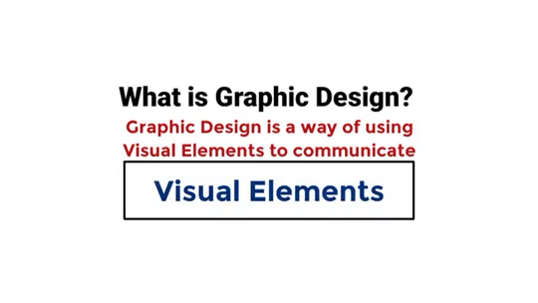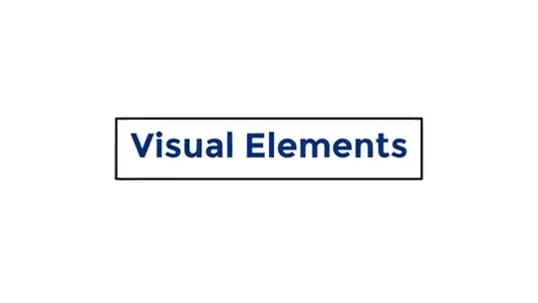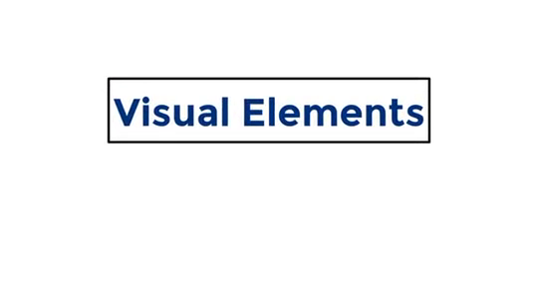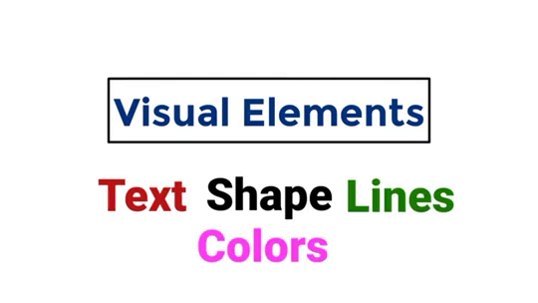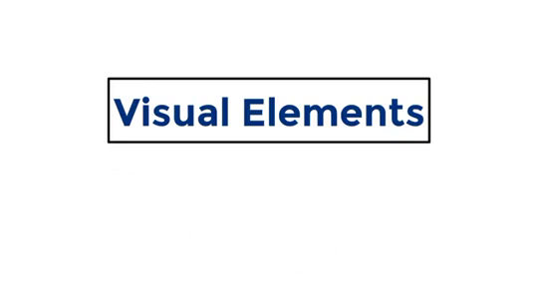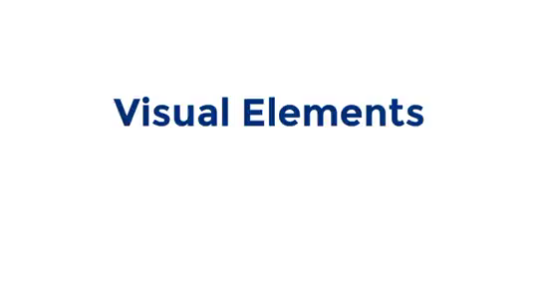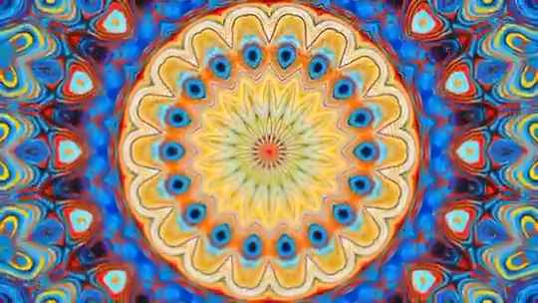Very important: what are visual elements? Visual elements are just the text, the shapes, the lines, the colors you see in a design. These things are brought together, composed together, to form what we call the visual design. That's why they are called visual elements. They are like the ingredients of a design. Each and every graphic designer uses these elements to communicate with people.